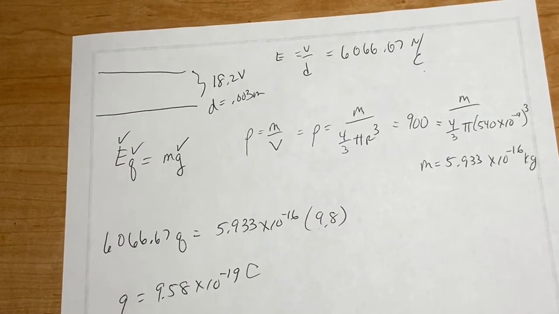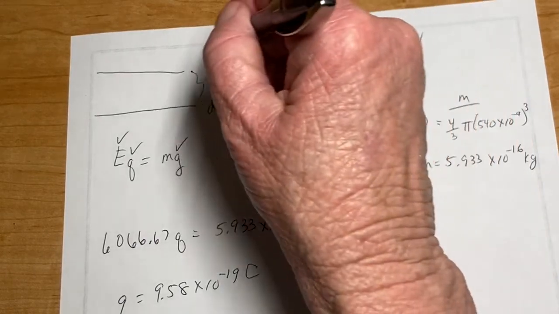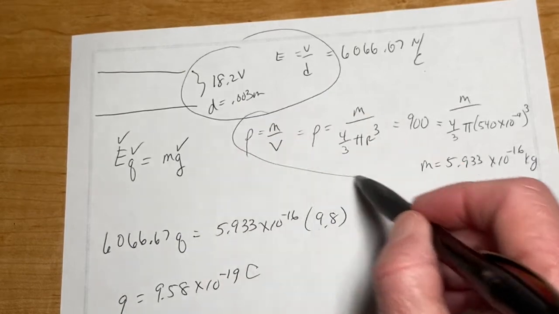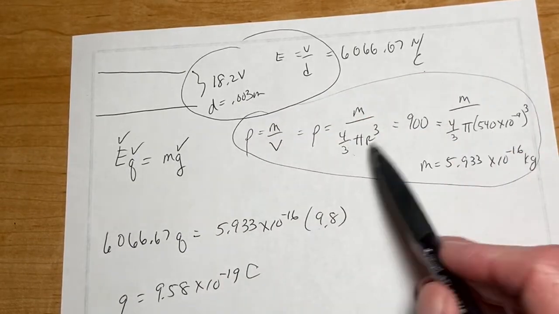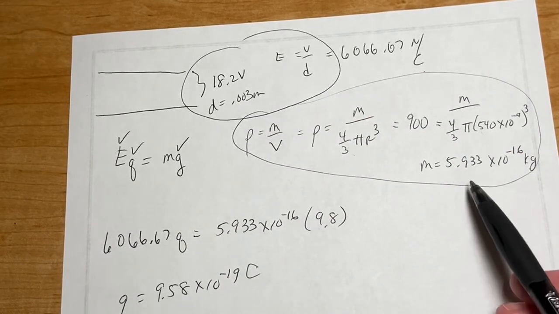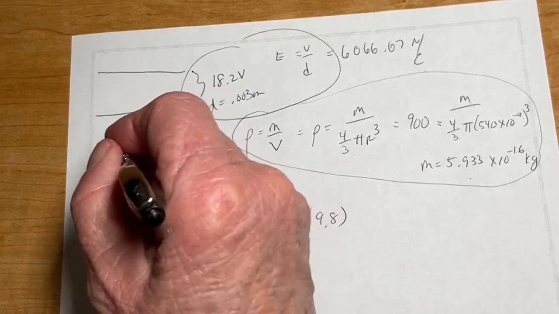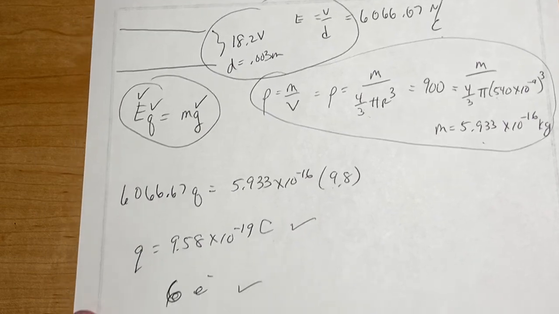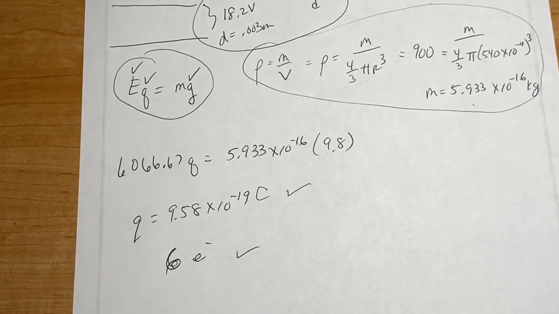All right, so quick review of how you do this. First, you're going to use the information to find the electric field strength. You're going to use the density formula, knowing that this is a sphere, to find the mass, and then you're going to use the Millikan equation to put that all in. And this is the charge, but this is how many excess electrons, the 6. All right, there's one of your long problems. There you go.